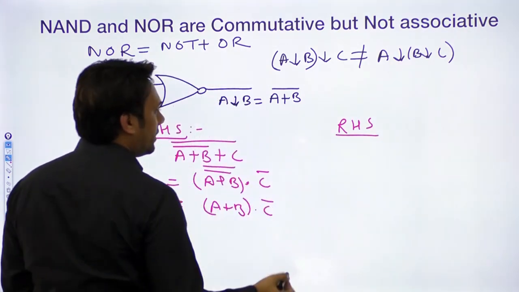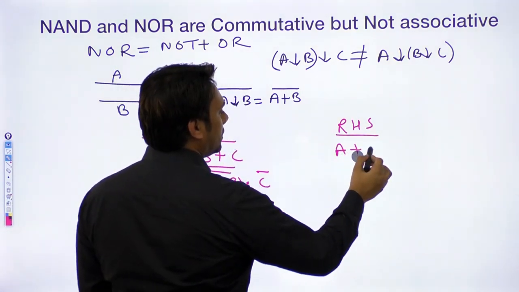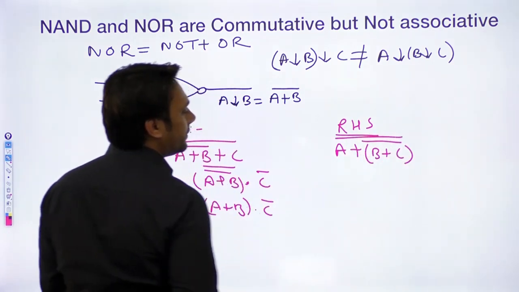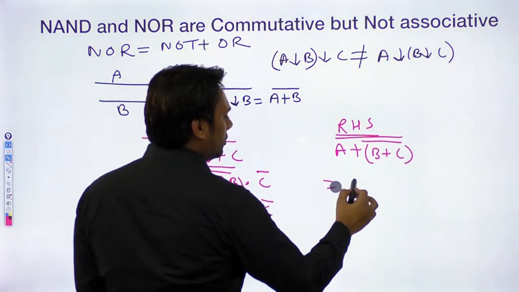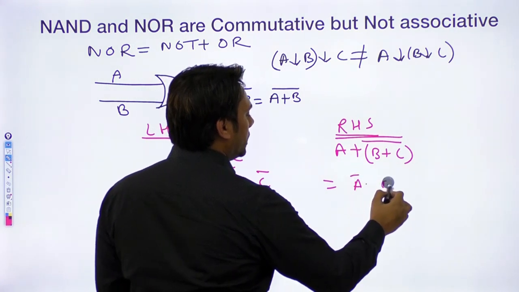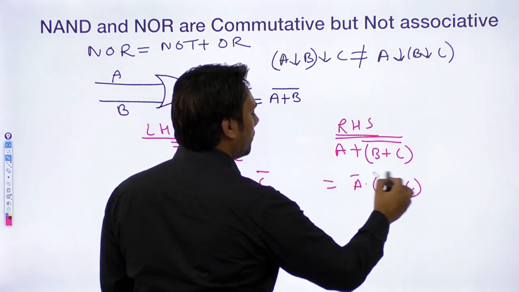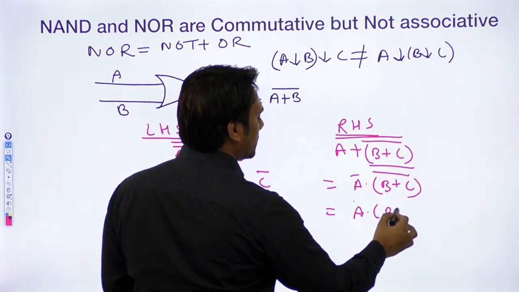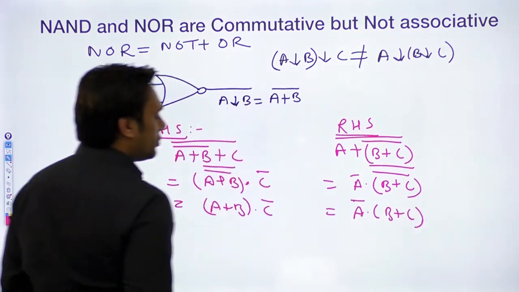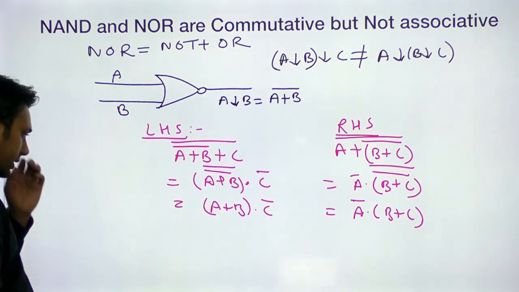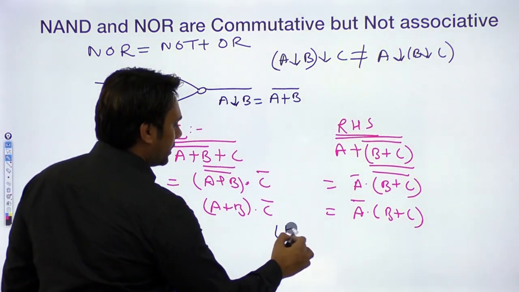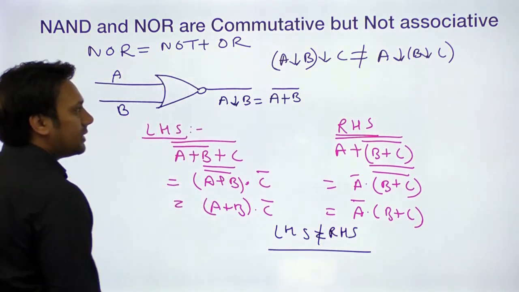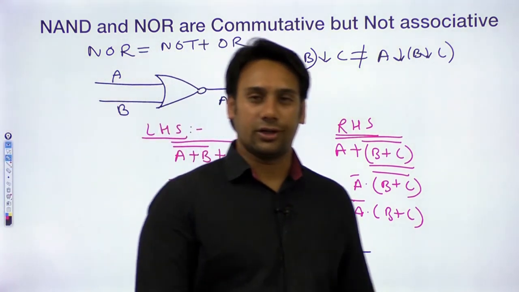So the right hand side is (A + B + C) complement complement, right? So again, apply De Morgan's law. This is A complement dot (B + C) complement complement, which is equal to A complement dot (B + C). Okay, so just by looking at this, you can see the left hand side is not equal to the right hand side. So you can clearly say that your NOR gate is also not associative.